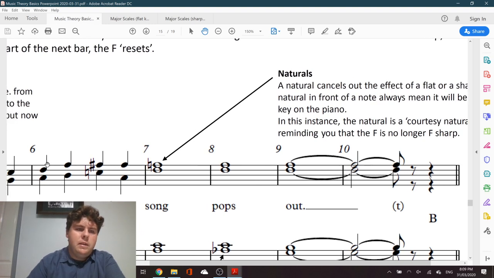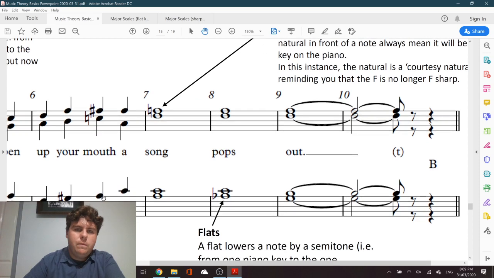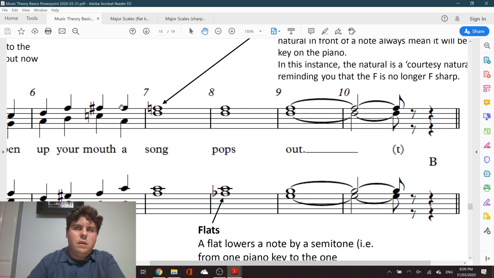So if we zoom over a little bit, in bar 6, we see that the F was an F sharp, and in bar 7, it's just gone back to being a normal F, but the natural there is to remind you. A question. Yeah, so someone did actually ask whether that F natural in bar 7 needs to be annotated with the symbol. Is that always the case?